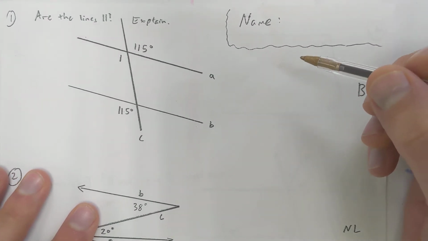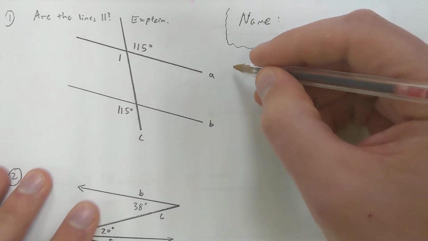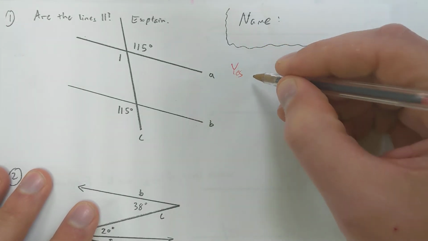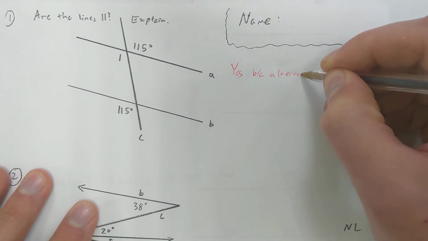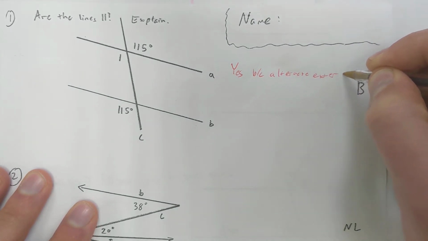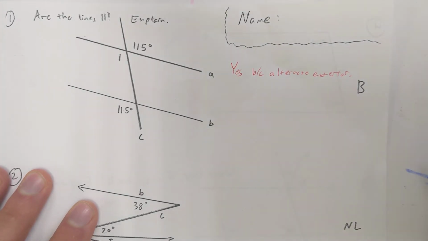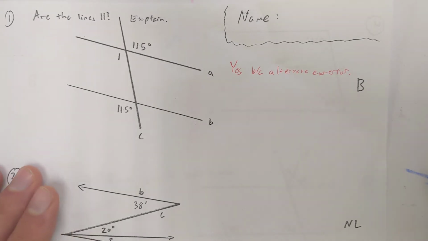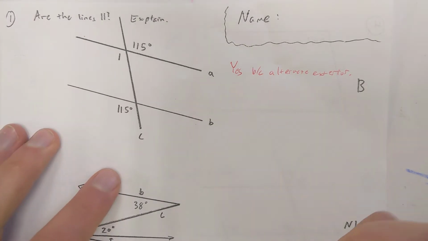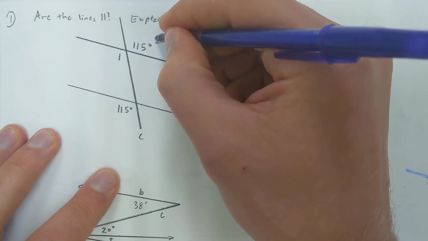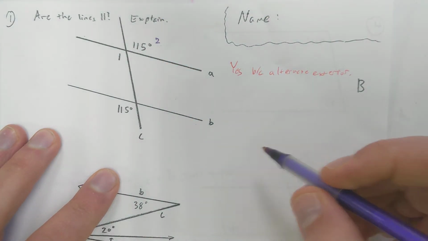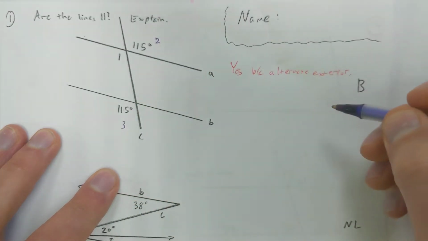Now I'm going to give you an example of a bad answer. Yes, because alternate exterior. That's a bad answer. We need to be a little bit more specific than that. So what we're actually going to do here is we're going to name these angles. I'm going to call this angle 2. Yes, you can add names to the angles. I'm going to call this angle 3 right here.